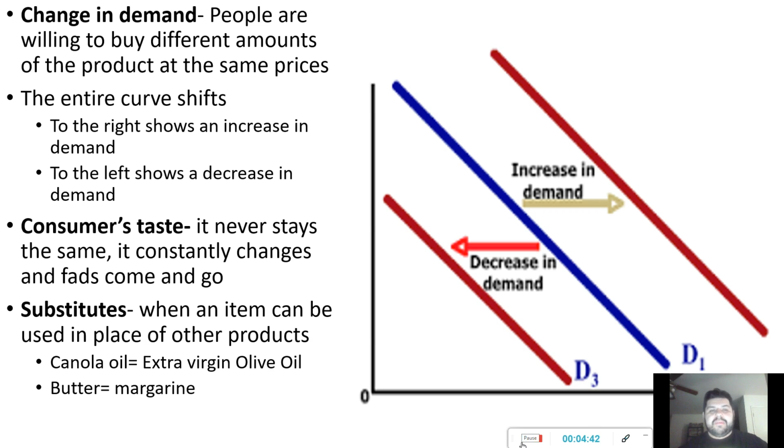All right, so change in demand. People are willing to buy different amounts of the product at the same price. The shifts we talked about, how the line moves: if it's good, the line is going to go to the right. That one says increase in demand. That's good. When it goes to the left, that's bad. That's a decrease in demand. Now, this is God's honest truth: your tastes in things change. It differs as time goes on.